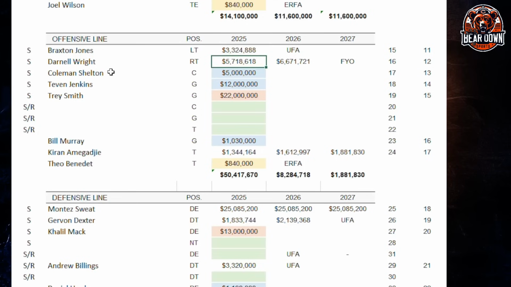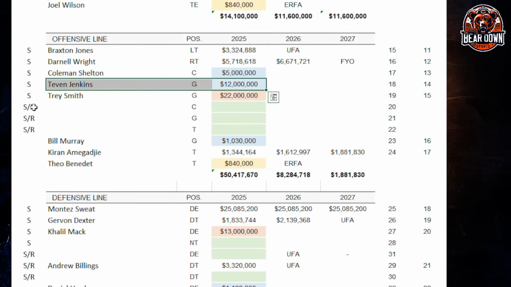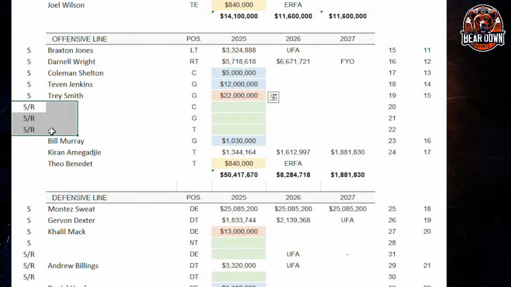Darnell Wright has proven himself. Coleman Shelton re-signed. Teven Jenkins is going to be, as we showed, somewhere around 10, 12, 13 million. And I think that's value for Teven. He has played 700 snaps a year. It also is very important to get this starting rotational guy for all 3 of these.